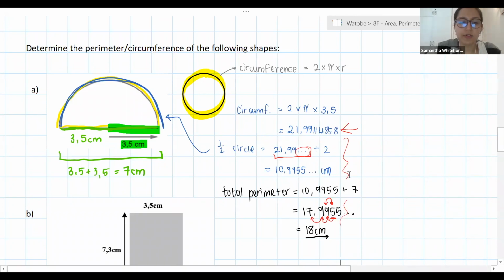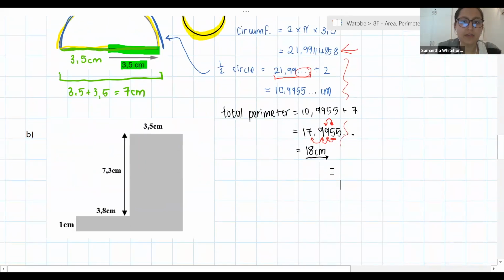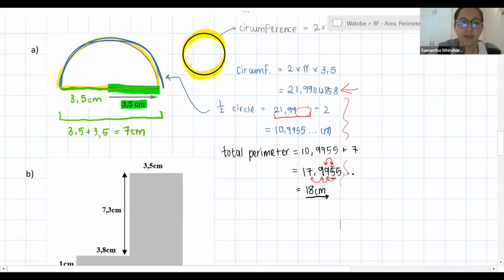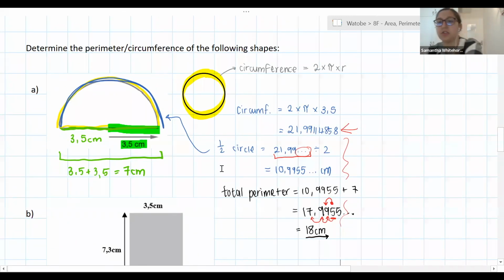Okay, guys, you're doing very well. Well done. So let's have a look at this one before we take a break. Please take your screenshots if you need to. I think I did leave it up, but just in case.